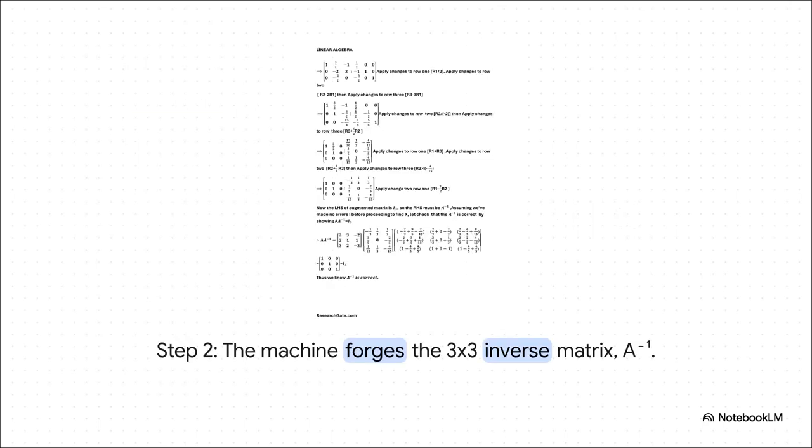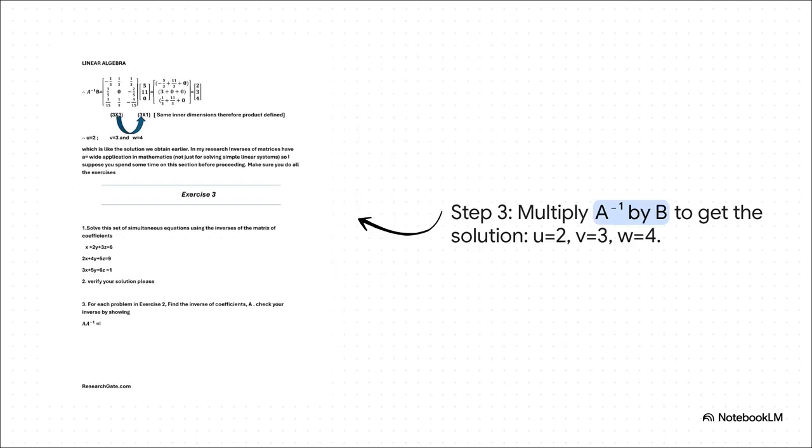Next, the machine just gets to work. It starts cranking through those row operations one by one, transforming that matrix. And then, look at that. What emerges on the other side is our perfectly forged 3 by 3 inverse matrix. The key is ready. And now for the best part, the final, satisfying payoff.